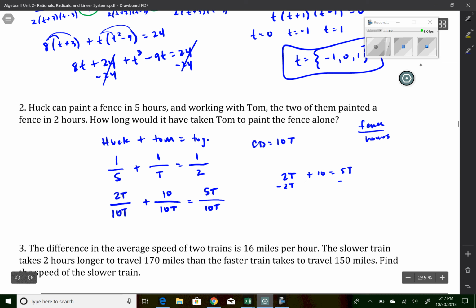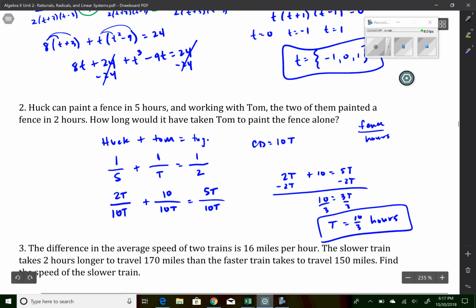Subtract 2t, and I have 10 equals 3t, divide by 3, and I have t equals 10 over 3 hours. I don't have to put that in my calculator. I don't have to estimate it, right? If I wanted to, I could say 3 1/3 hours, but that's good enough.